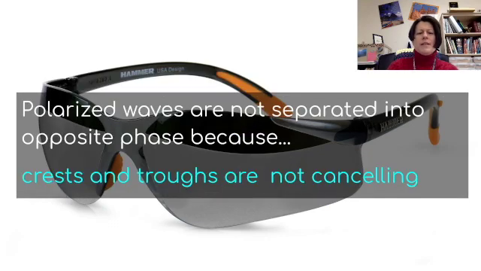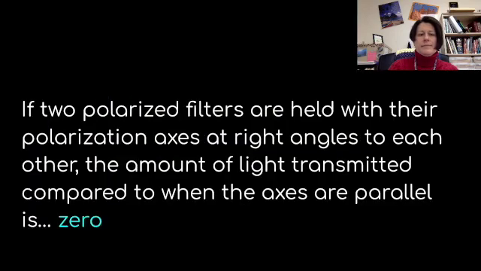Polarized waves are not separated into opposite phase because crests and troughs are not canceling. This is not cancellation. This is actually filtering of them out using special lenses. And I will show you this in class. I have some polarization film, some Polaroid film that we will be experimenting with.